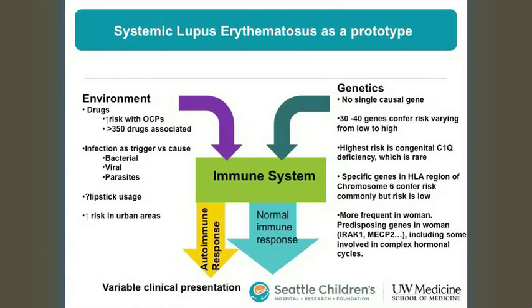There's some specific genes in the HLA region, chromosome 6, that confer risk. That risk is commonly low. Obviously, there's a difference in men versus women, so there's something genetic there. There's particular predisposing genes in women, and some are involved. The relationship between hormones and autoimmune disease is unbelievably complicated. And each of those hormones is under genetic control. So it's a very rich environment. And you can see why it should be a disease with many different manifestations. People shouldn't be the same because people are different.